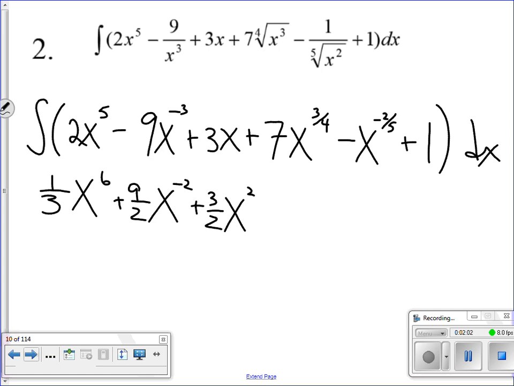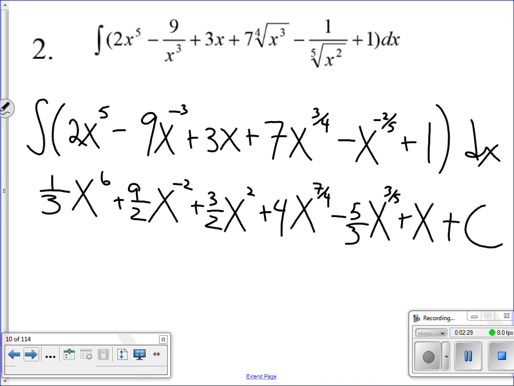Next one, we add 1 or 4/4 to the exponent, we get 7/4. When you multiply 7 by 4/7, you get 4. Next one, we add 1 or 5/5 to the old exponent, giving us positive 3/5. So we need to multiply by 5/3. When you integrate 1, you get x, and don't forget the c.